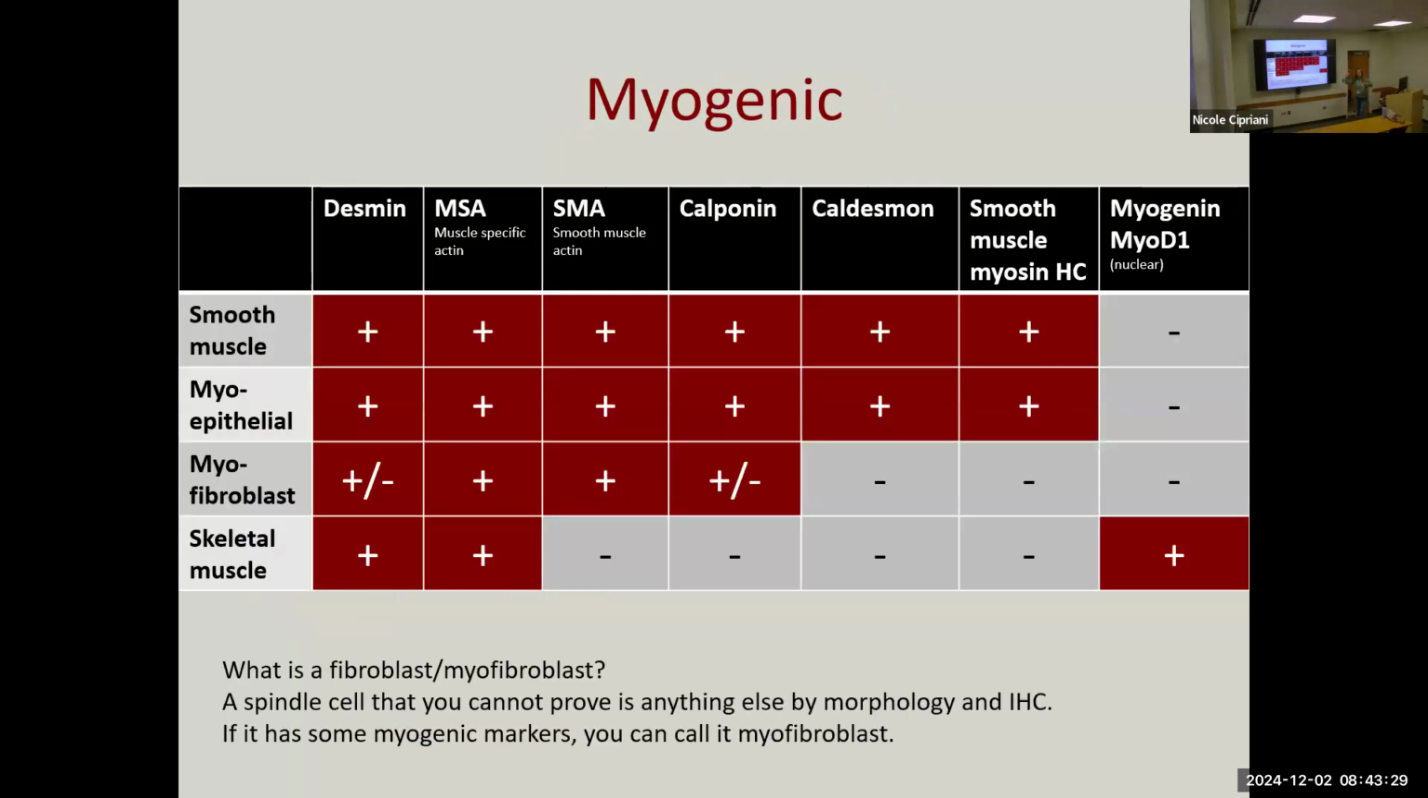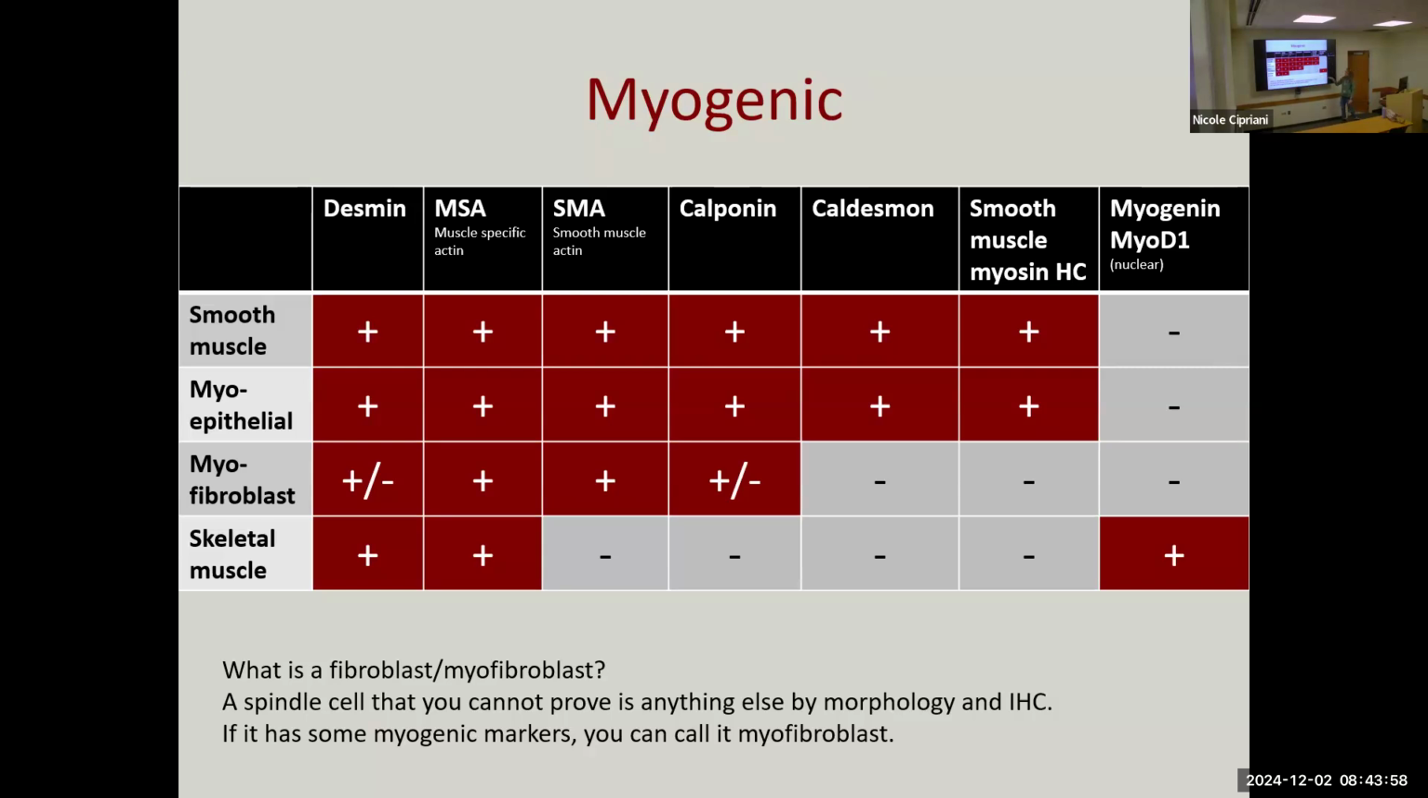This is that Venn diagram, just broken down differently in a chart, right? So smooth muscle and myoepithelium are very similar, but myofibroblast immunoprofile is a little shrunk. Skeletal muscle is very shrunk, really for skeletal muscle, really desmin, and your nuclear marker of skeletal muscle differentiation. In our lab, we have myogenin. MyoD1 functions quite similarly, but just have all that in mind.